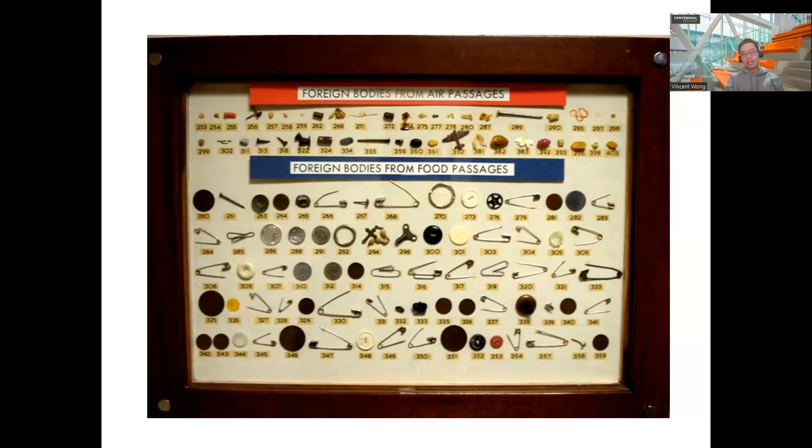I didn't have kids back then, and I looked at this and I was just like, oh, how can parents be so careless and leave things lying around? And then I had my own kids, and then I realized how wrong I was. You just can't control these kids. They just put everything in their mouth.